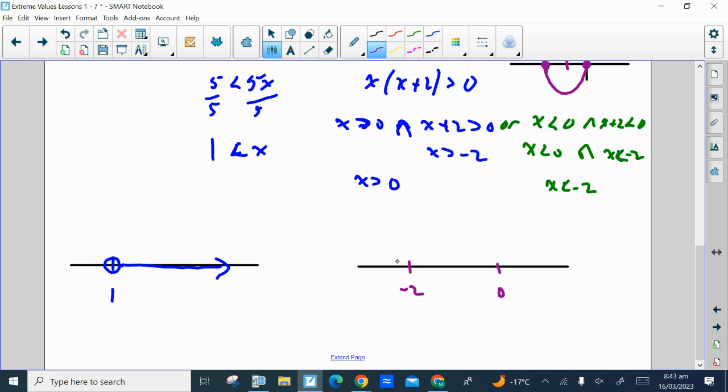So less than negative 2 means an open dot on negative 2 with an arrow going to the left. Greater than 0 means an open dot on 0 with an arrow going to the right. So there's the solution to that inequality and a solution on the number line.